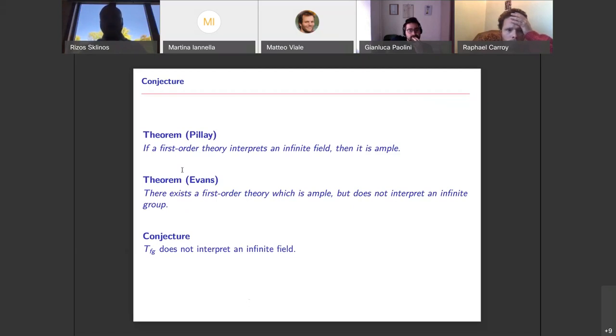So this is how I want to introduce the proof that I'm going to talk about today. That was the conjecture: although TFG is n-ample, and that's a behavior that usually is witnessed by the existence of an infinite field, TFG does not interpret an infinite field. That was a conjecture, and I have answered this conjecture in the positive, and I'm going to present to you the ideas of the proof here. Okay, so that was the introduction for the problem I'm going to talk about.